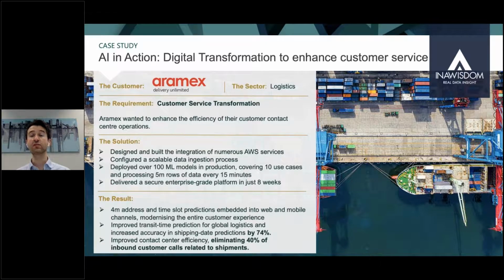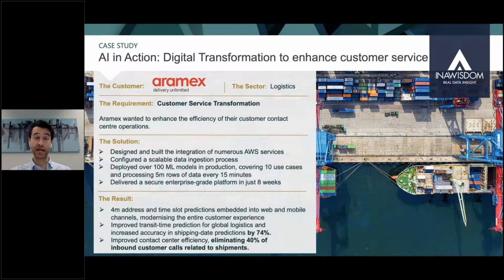So we see 74% improvement in accuracy when it comes to shipping date, which, okay, you might say, what does that mean? Well, if you translate it to the business context, that gave ARMAX 40% lower inbound customer calls around their shipments. So they managed to reduce almost by half the volume of the callers that they had, which is an amazing cost saving or efficiency gain story.